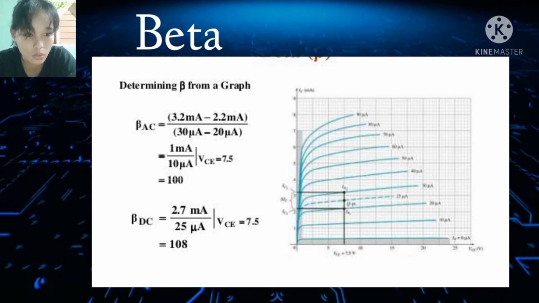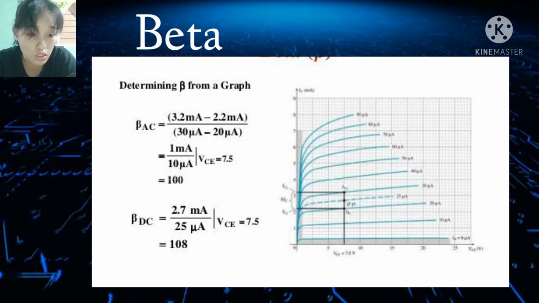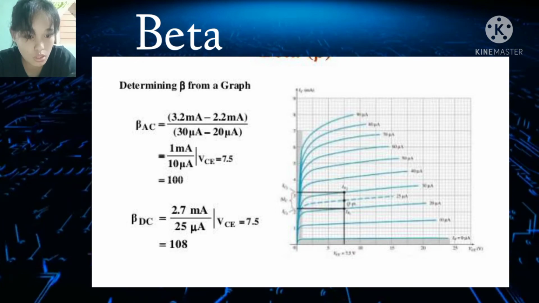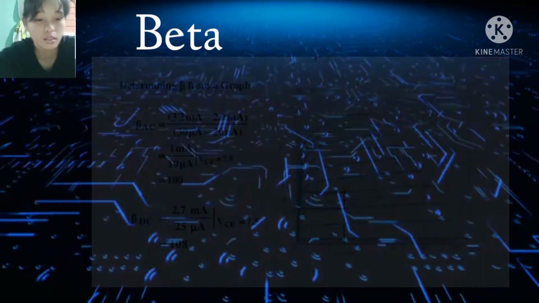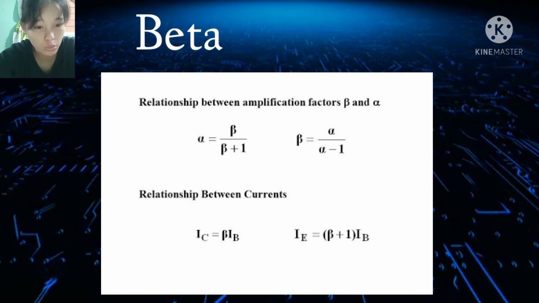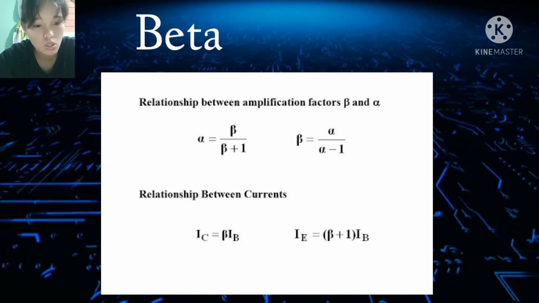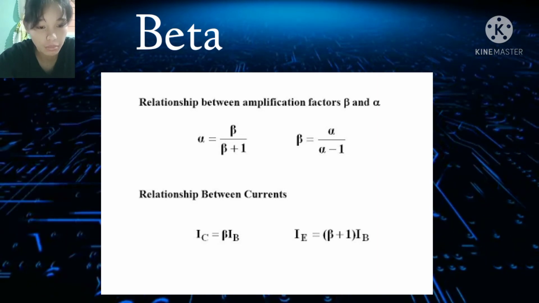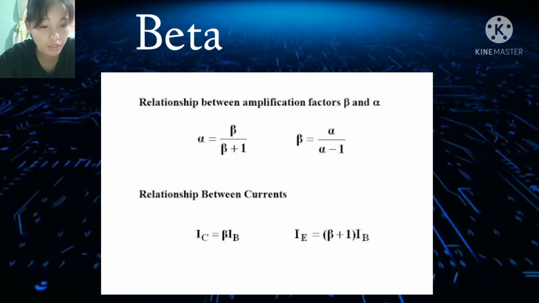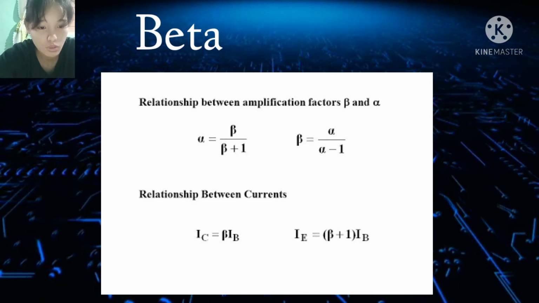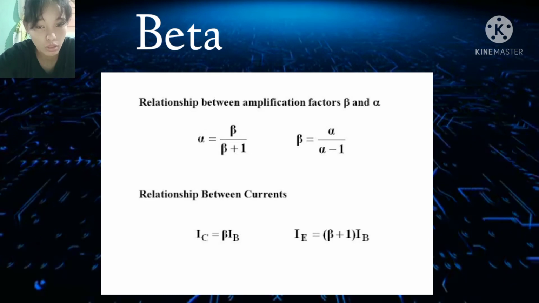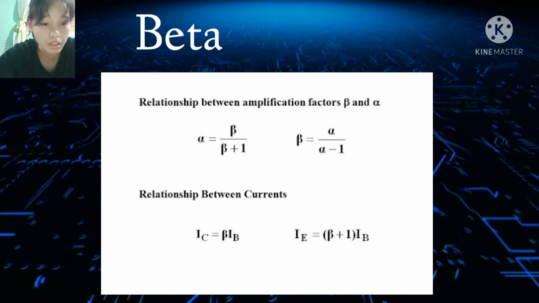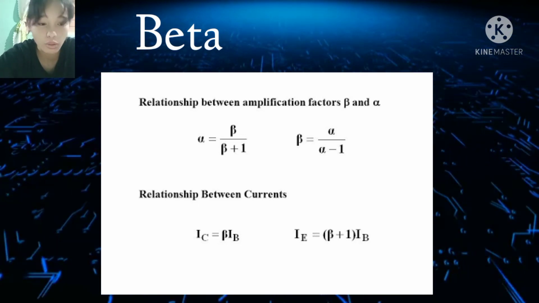In DC naman, direct lang natin isi-solve siya. Our collector current is 2.7 divided by our base current, which is 25. Sorry, beta in DC is 108. Now for the relationship between amplification factors beta and alpha. Our alpha is equal to beta divided by beta plus 1, and our beta naman is equal to alpha divided by 1 minus alpha. Our collector current will be equal to beta times the base current, and our emitter current naman will be equal to beta plus 1 multiplied by our base current.